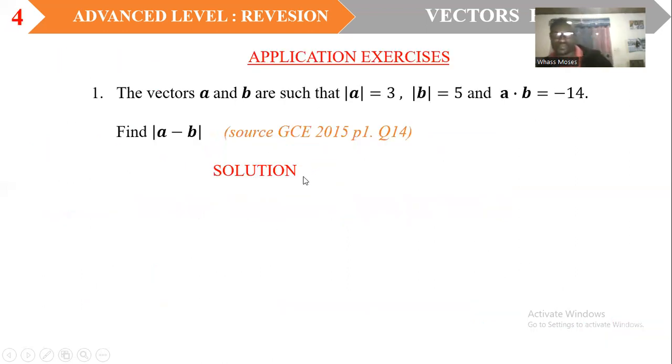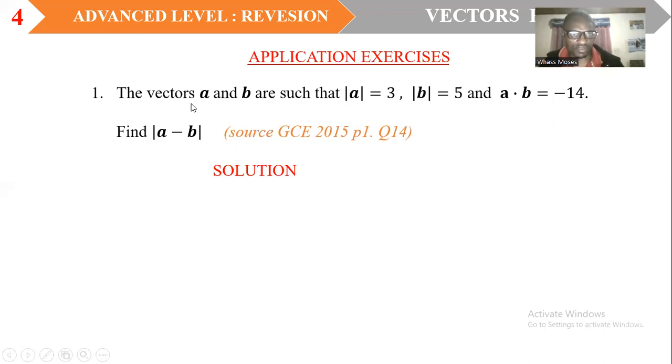We are going to be looking at these application exercises to actually review or practice what we have learned on the key points and what we also know in vectors.